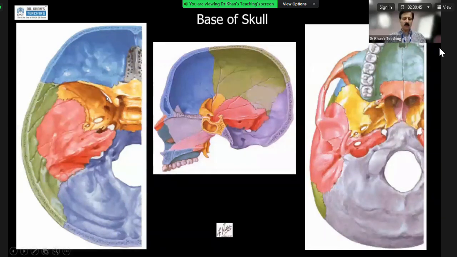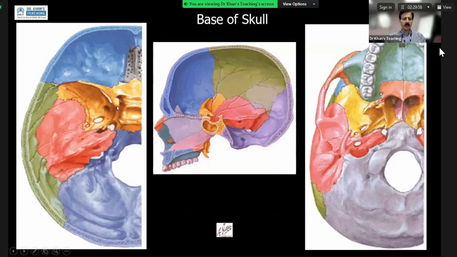Now, the 5th nerve, what happens with the 5th nerve? Trigeminal nerve. Here is a structure which is not seen on this diagram, but somewhere here, which I will show you shortly, is Meckel's cave, where the trigeminal nerve divides into ophthalmic, maxillary, and mandibular divisions. The ophthalmic, V1, passes through the superior orbital fissure. V2, the maxillary, passes through the foramen rotundum. And V3, the mandibular, passes through the foramen ovale.